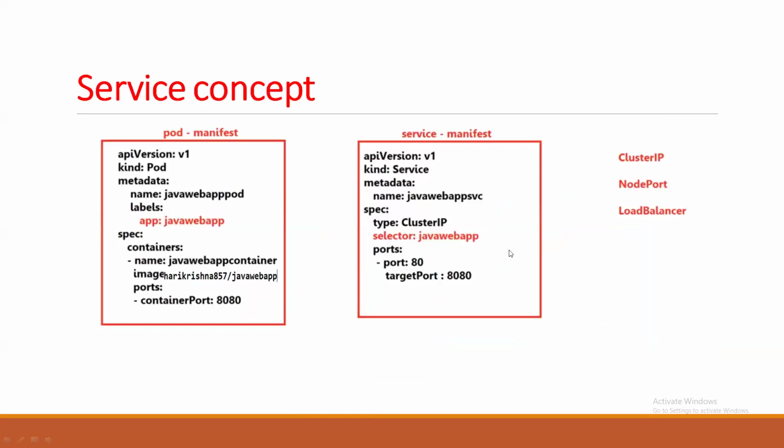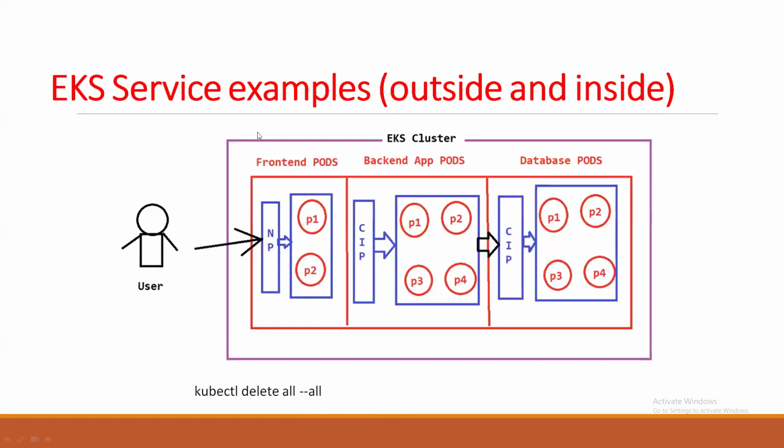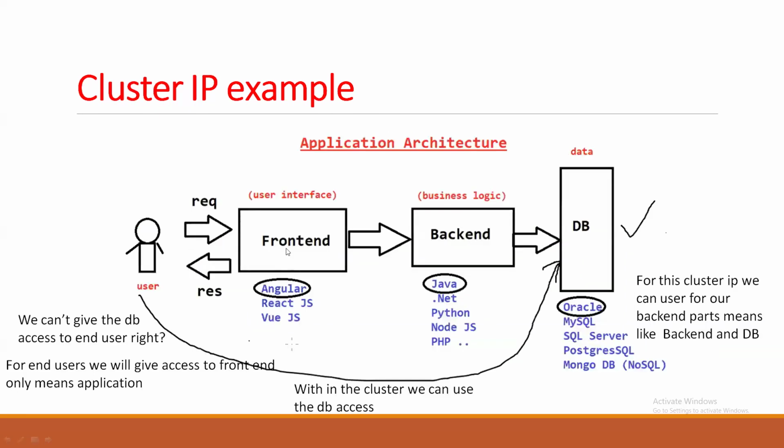Guys, you see here, something like an EKS service example. For example, this is the database service. Can the end user connect to the database server? No. So what will he connect to? He will connect to the front end only. For example, this is the application architecture, guys: user interface, front end, back end, DB. Right, guys?